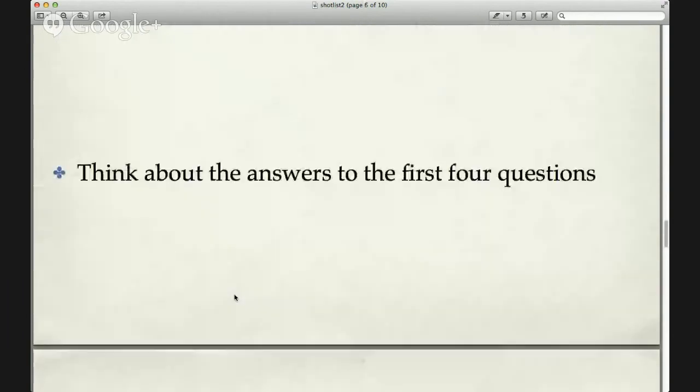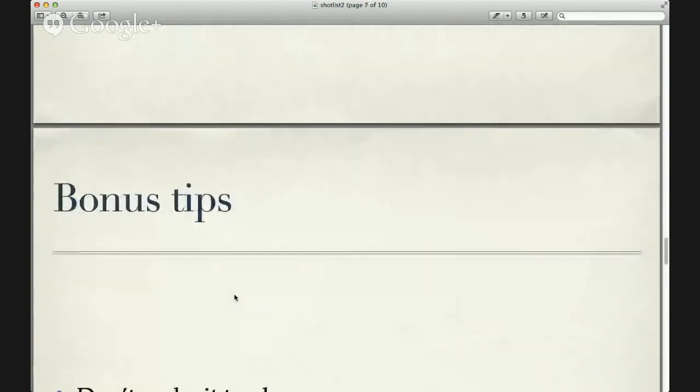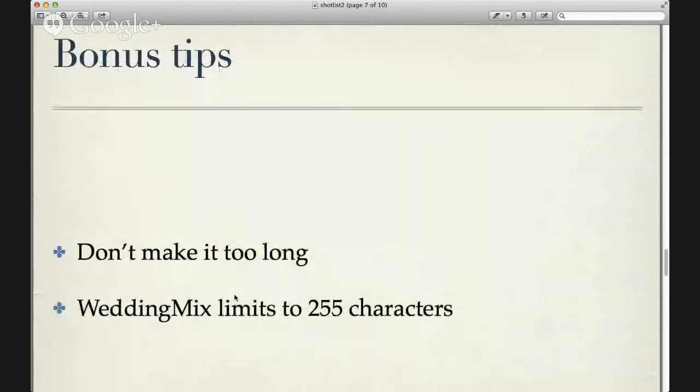Okay. And now a bonus tip. Don't make the shot list too long. So if it's for your friends or even if it's for your photographer, you don't want it to be a dissertation. Somebody once did send us a 3-page Word doc of a shot list that they wanted us to fit into the phone.